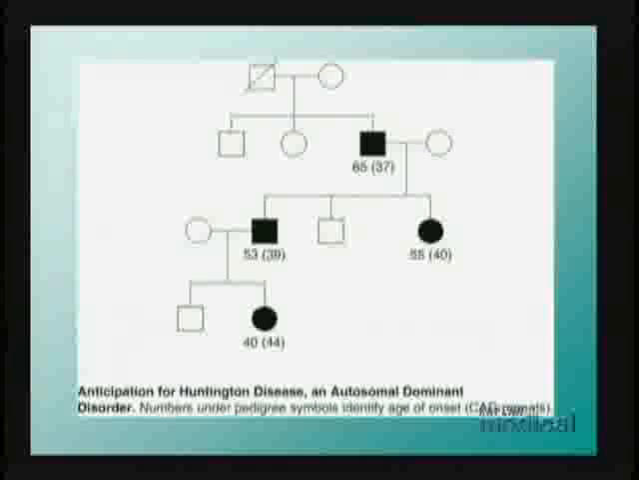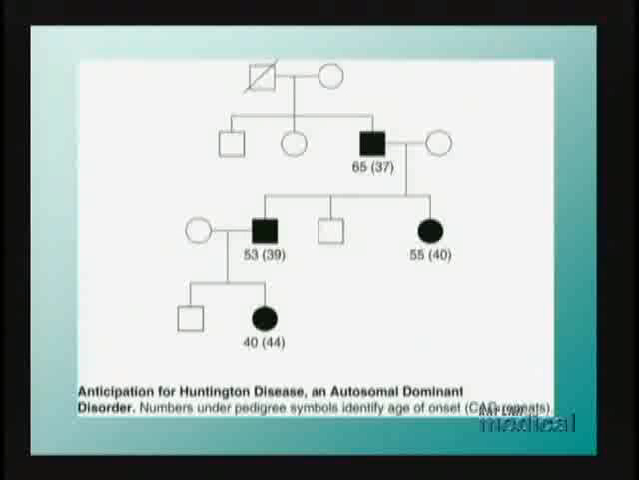So the male nearest the top of the screen who first showed the disease in this family had his symptoms begin to appear at about age 65. His affected children had their symptoms appearing at around ages 53 or 55, and in the most recent generation, symptoms began to appear at about age 40. So symptoms began to appear at earlier and earlier ages, and the symptoms most likely were more and more severe as we come down through those generations as well.